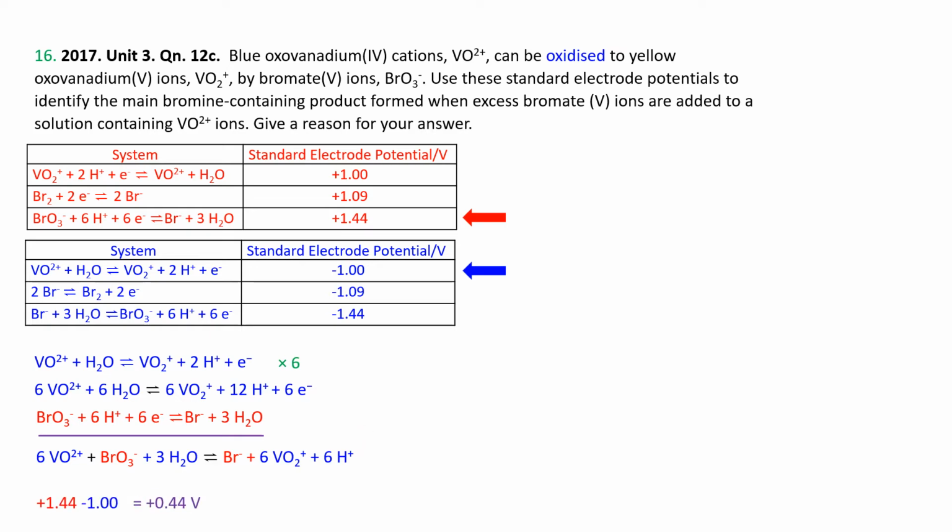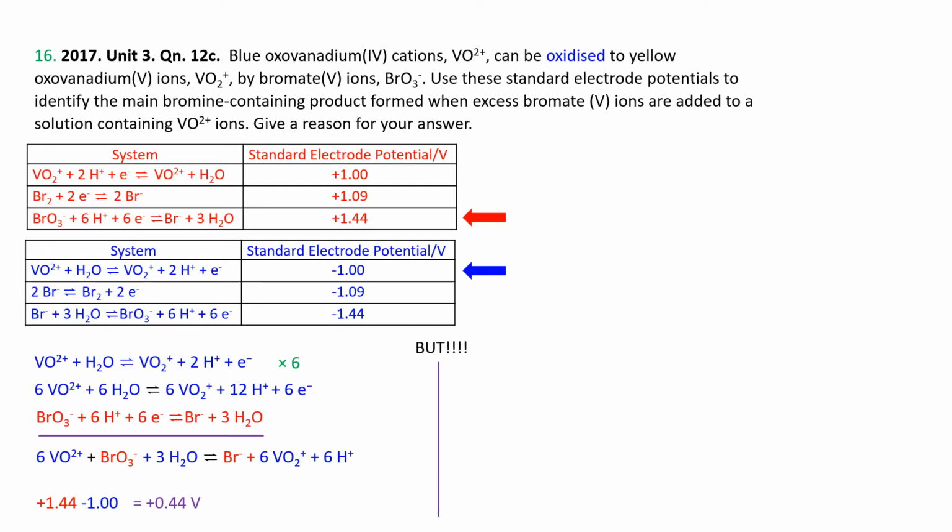Just in case, even though they didn't ask for it, to demonstrate that this oxidation by the bromate can happen, we've got plus 1.44 for the reduction potential, a nice high reduction potential, and -1, still a relatively high oxidation potential, but plus 1.44 is better than 1, so plus 0.44 volts overall. So you go ahead and you say, right, the bromide is therefore going to be the main bromine-containing product.